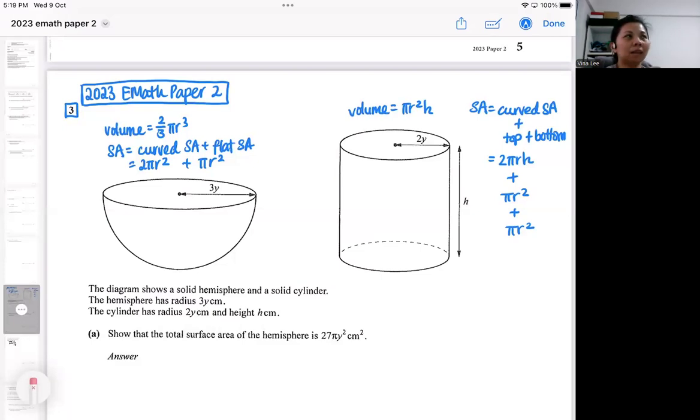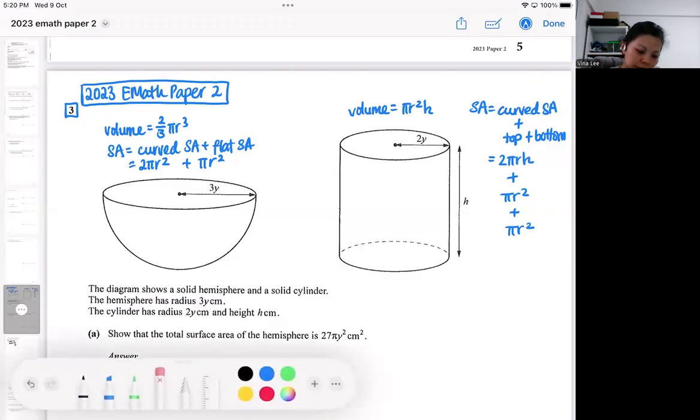In some other questions, you do not have the flat surface area. For example, if it's a hemisphere bowl, there won't be the flat surface area. Then there will just be the curved surface area. The volume of the cylinder will be pi r squared h. And same thing for the surface area.